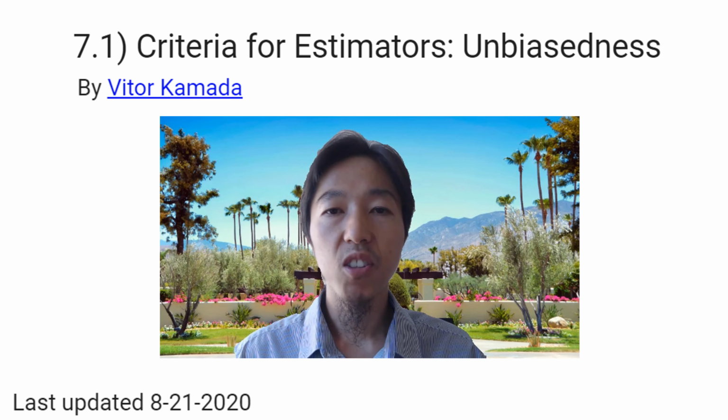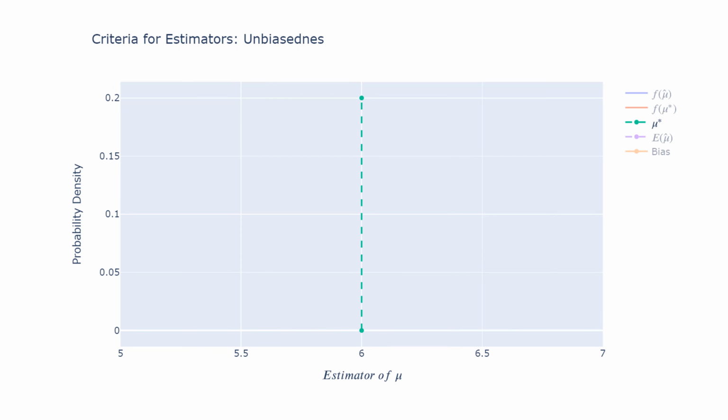I record several videos about the criteria for estimators, and today is about the unbiased estimator. Let's assume a parameter of population mu, and mu equals 6. Just to see this vertical green line.